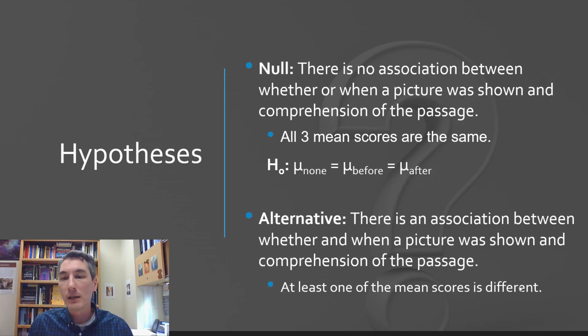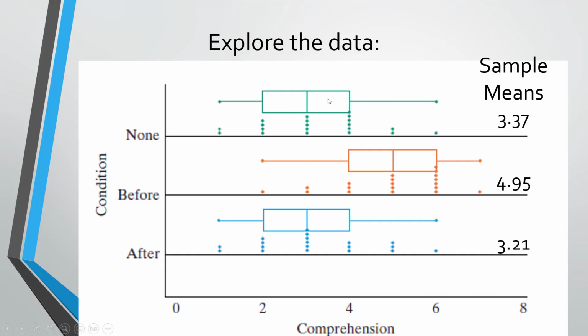And then at least one of the mean scores is different. That's the alternative, right? Either they're all the same or at least one is different. Maybe they're all different. Who knows? We need to run the test to find out. Here's what the data comes out as.